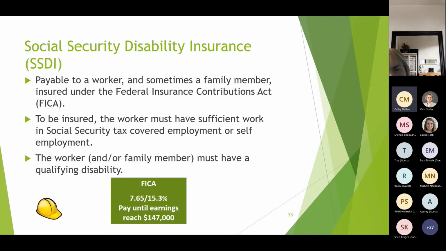So this is payable again to a worker and sometimes to a family member who's insured under the Federal Insurance Contribution Act, or what we know as FICA. To be insured, the worker has to have sufficient work activity within a certain period of time. And the worker or family member must have a qualifying disability. So they have this whole list of various kinds of conditions that qualify as disability for Social Security's purposes. Next slide, please.